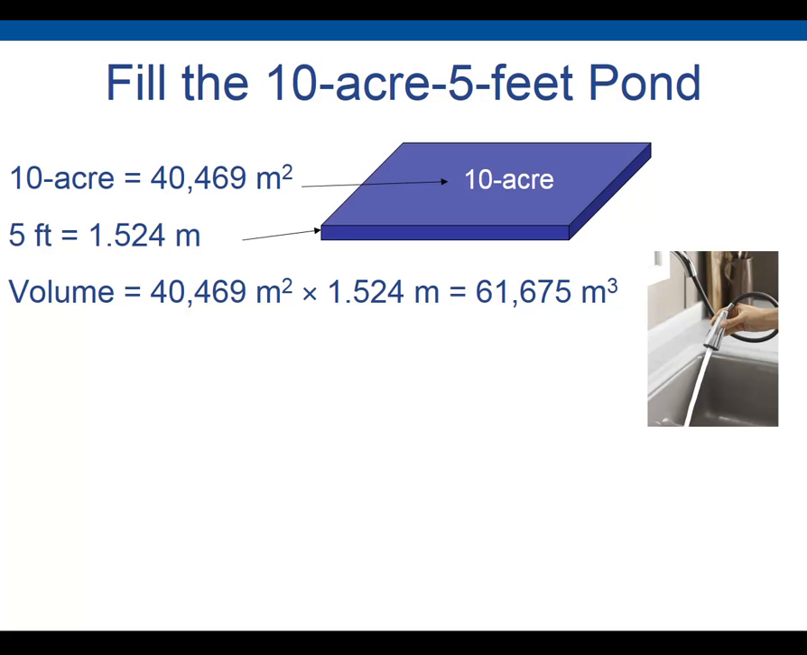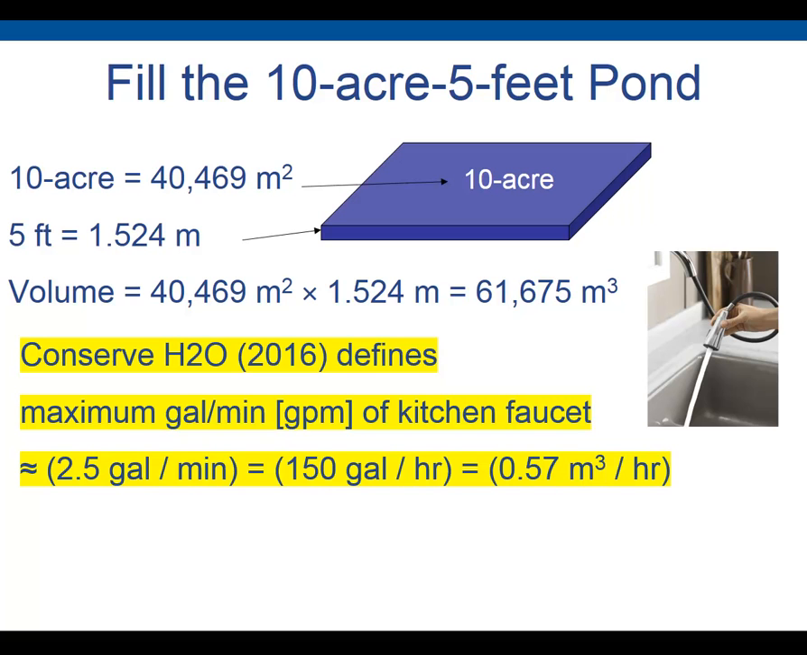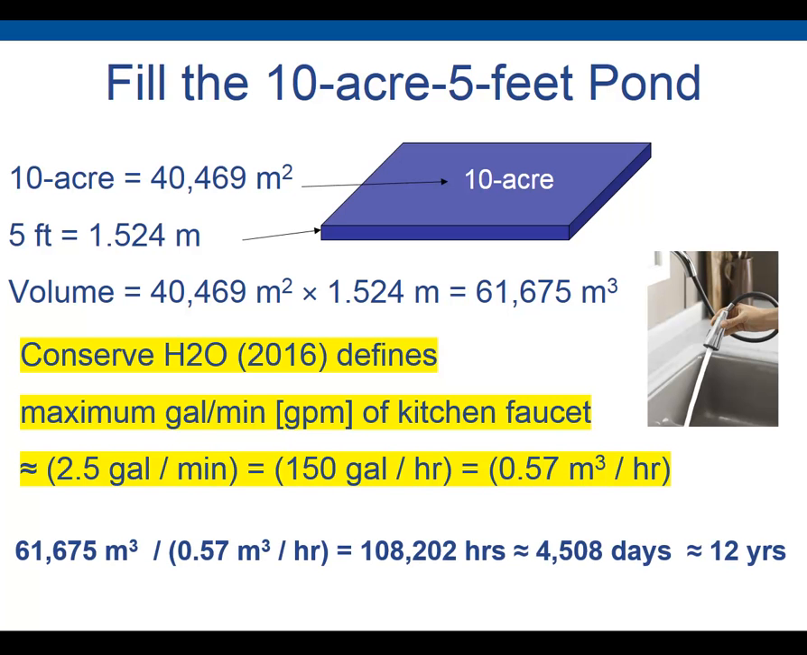Now we are going to use the kitchen faucet to fill this pond. So how long will it take? First we have to assume how much water comes from the kitchen faucet per minute. According to Conserve H2O, the maximum flow of a kitchen faucet is 2.5 gallons per minute. So we can convert it to gallons per hour, and we can change gallons to cubic meters because the gallon itself is a volume, right? So 0.57 cubic meters per hour. How long will it take to fill this pond? Well, we can calculate it in hours, days, and it takes around 12 years.